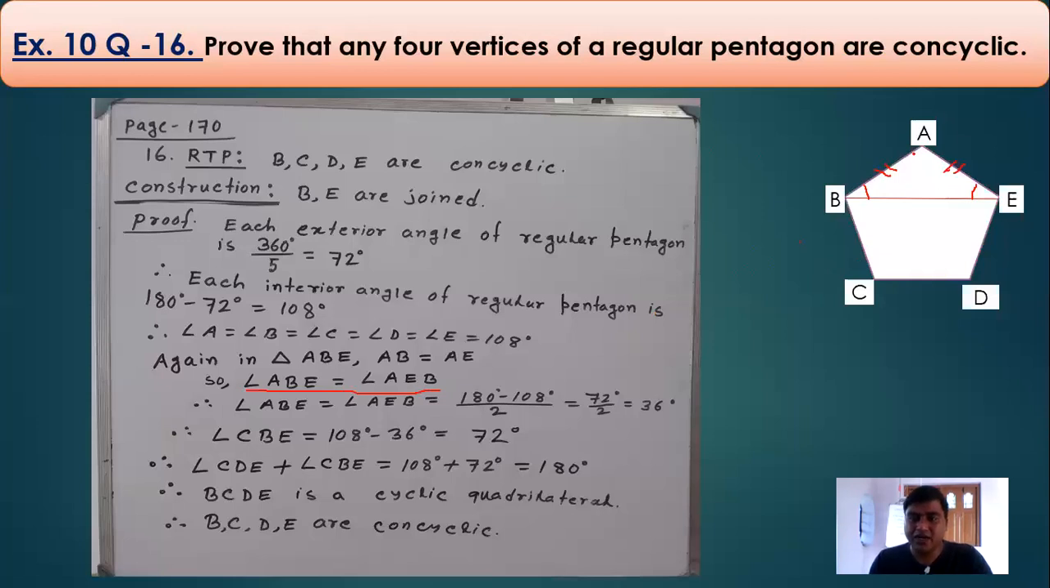But this angle equals 108 degree. So therefore the sum of these two angles is 180 minus 108 degree. But these two angles are equal, so each angle equals (180 degree minus 108 degree) divided by 2, which is 72 divided by 2, that is 36 degree. Therefore, angle CBE, where angle B is 108 degrees, equals 108 degree minus 36, which is 72.